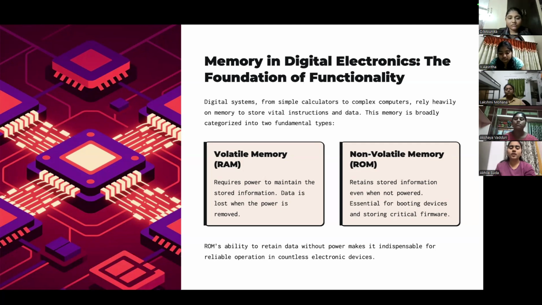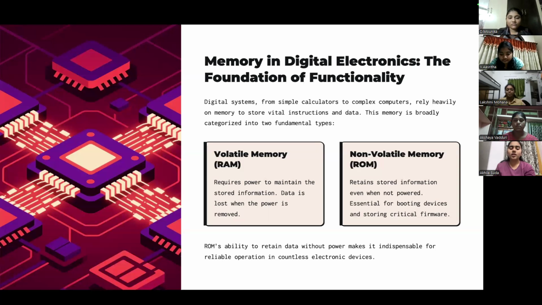Volatile memory. RAM stands for random access memory. Temporary storage, it loses data when power goes off. Used for processing, it helps the CPU run applications smoothly. Example, when you open an app, your phone stores all temporary data in RAM. Uses of RAM: running apps and software, temporary data storage, improving speed and performance. And non-volatile memory.